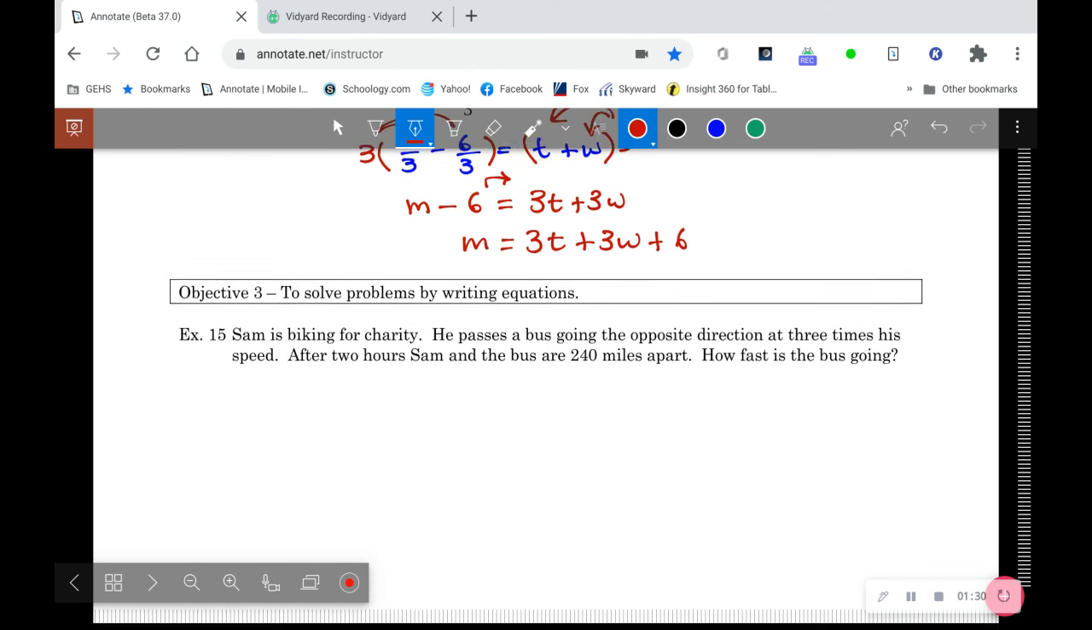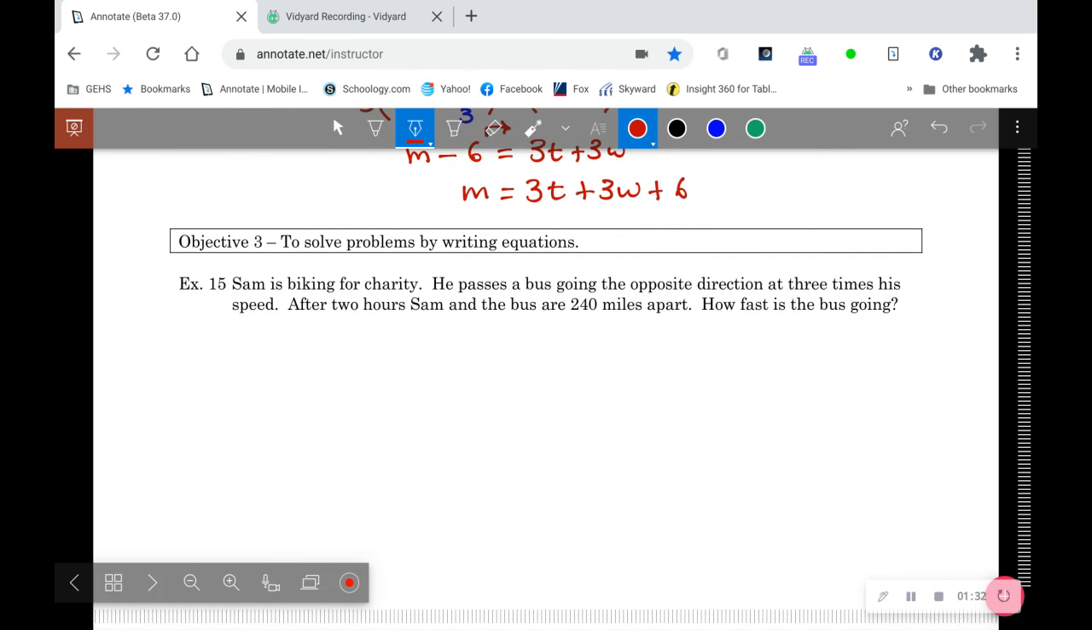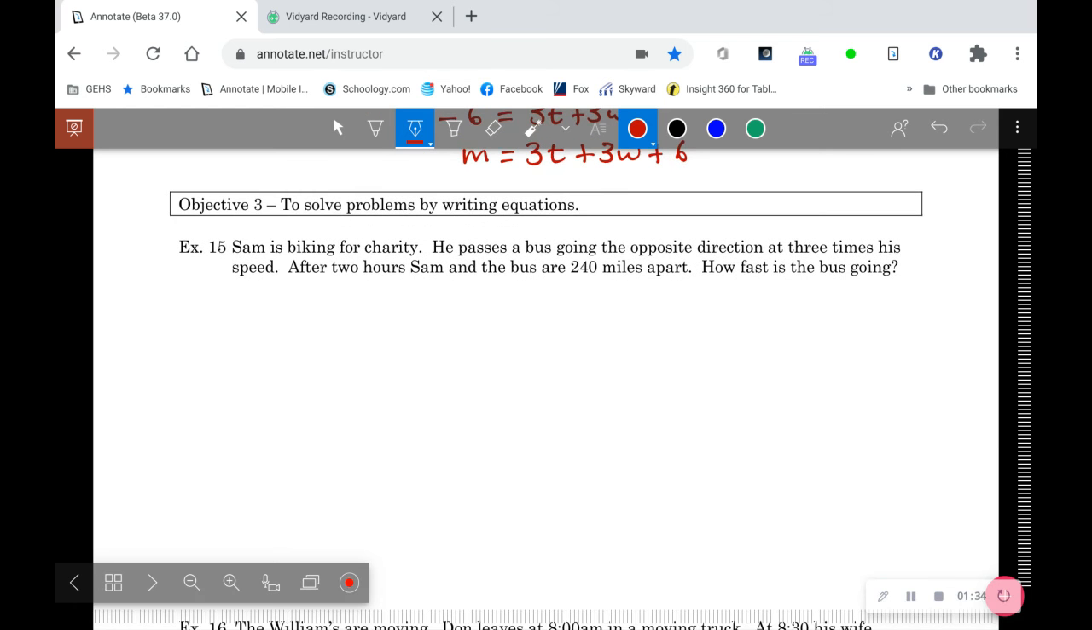Okay, there's two problems here, I think just two, that involve motion, and these are kind of tricky, so we're going to take a really measured approach to this. We have Sam is biking for charity. You ought to read the problem. He passes a bus that's going in the opposite direction at 3 times his speed. So 2 hours later, Sam and the bus are 240 miles apart from each other. So how fast is the bus going?